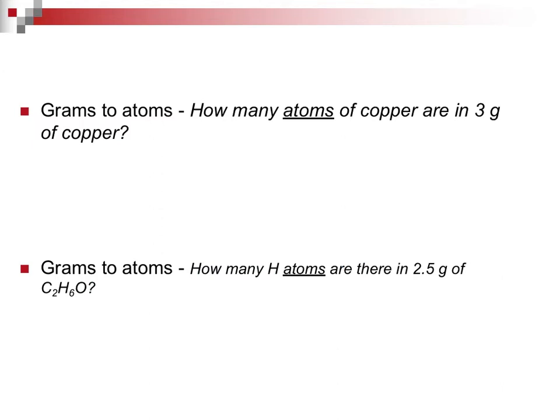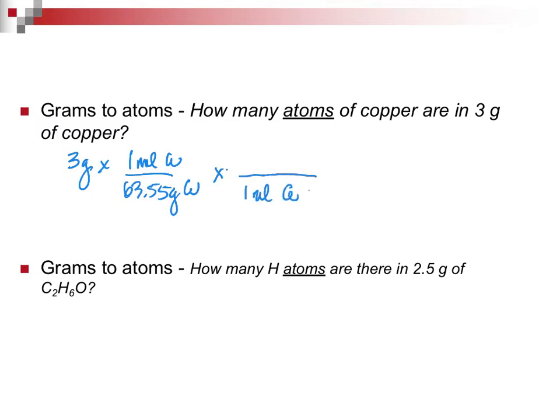What's the next one? It says, how many atoms of copper are there in 3 grams of copper? Well, we've already written down our conversion factors. So if I have 3 grams and I know that 1 mole of copper weighs 63.55 grams of copper, I'm almost there, because I know that 1 mole of copper atoms, what does it contain?